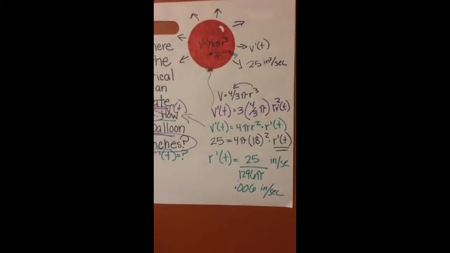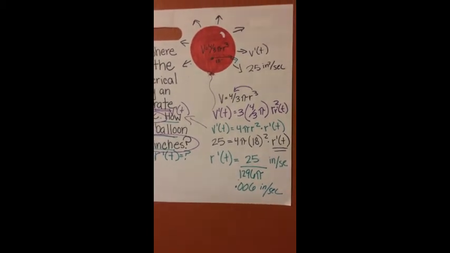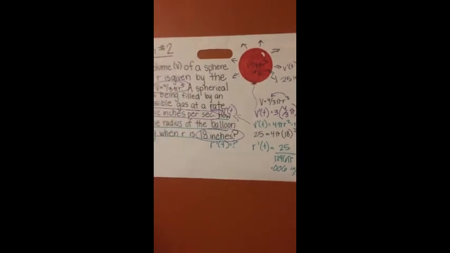And there you go. By breaking down the question into unknowns and givens, or knowns, we were able to easily find how fast the radius of the balloon is changing.